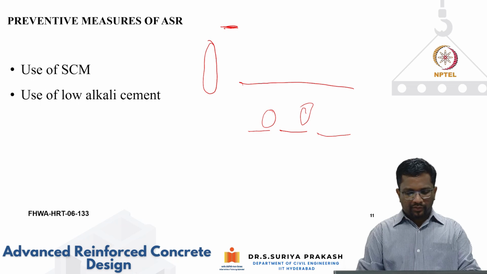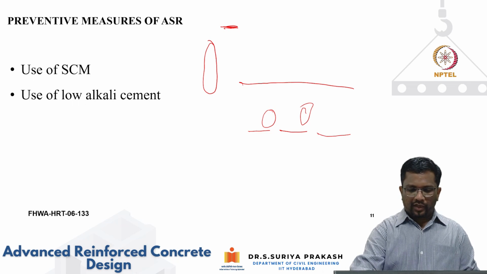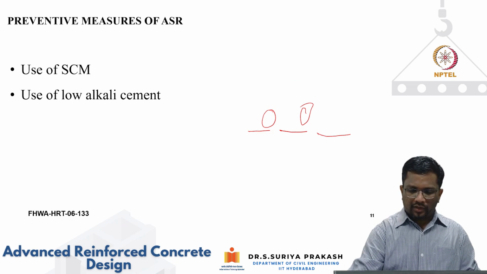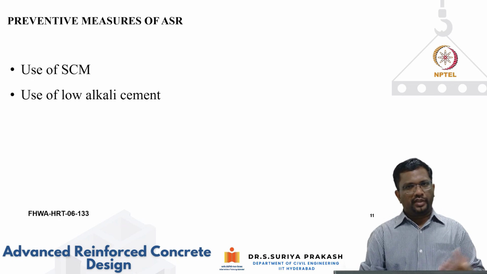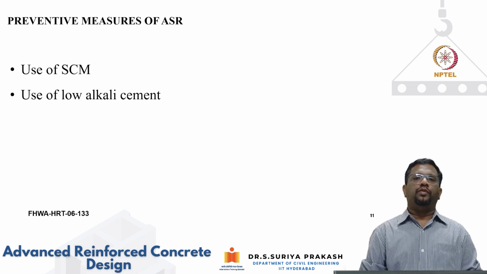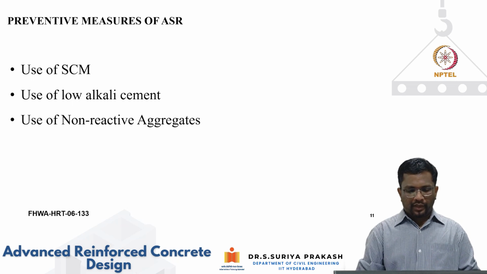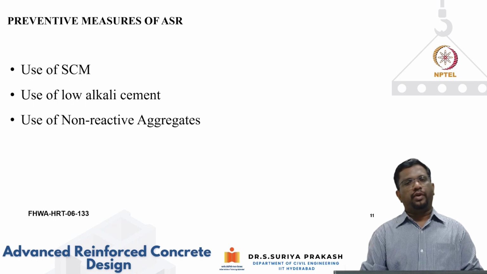Another way is to use low alkali cement. Another important aspect is to use low alkali cement so that fewer alkalis are available for reacting with the reactive silica of the aggregate. Another thing is to use non-reactive aggregates.